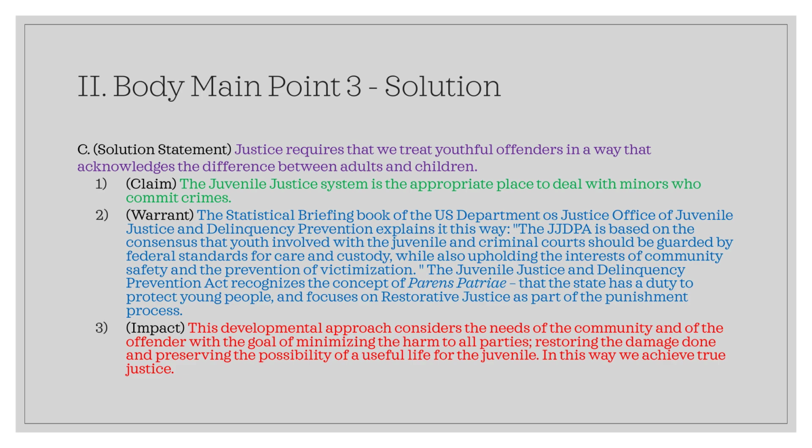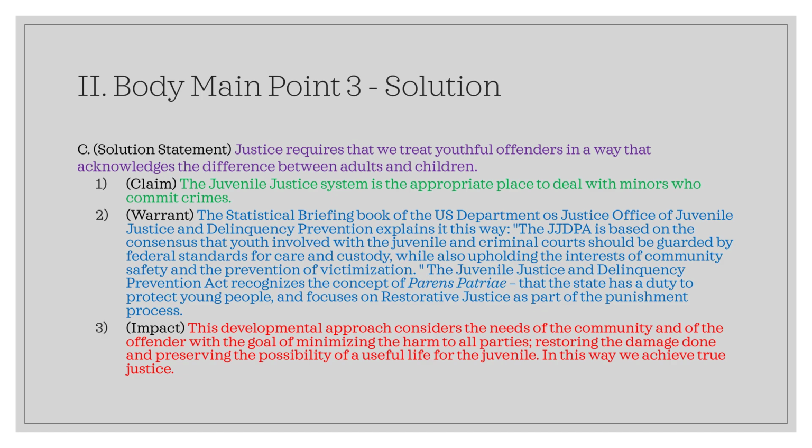The statistical briefing book of the U.S. Department of Justice Office of Juvenile Justice and Delinquency Prevention explains it this way. The JJDPA is based on the consensus that youth involved with the juvenile and criminal courts should be guarded by federal standards for care and custody while also upholding the interests of the community's safety and prevention of victimization.